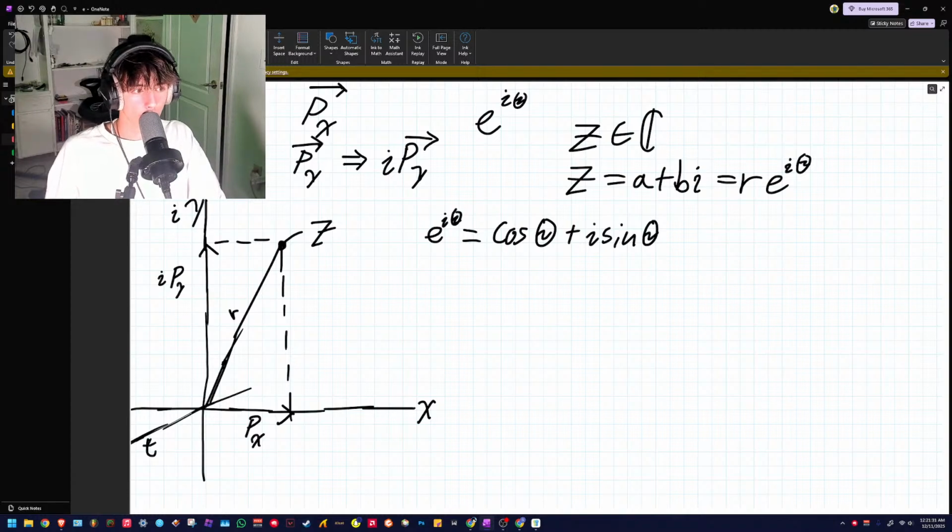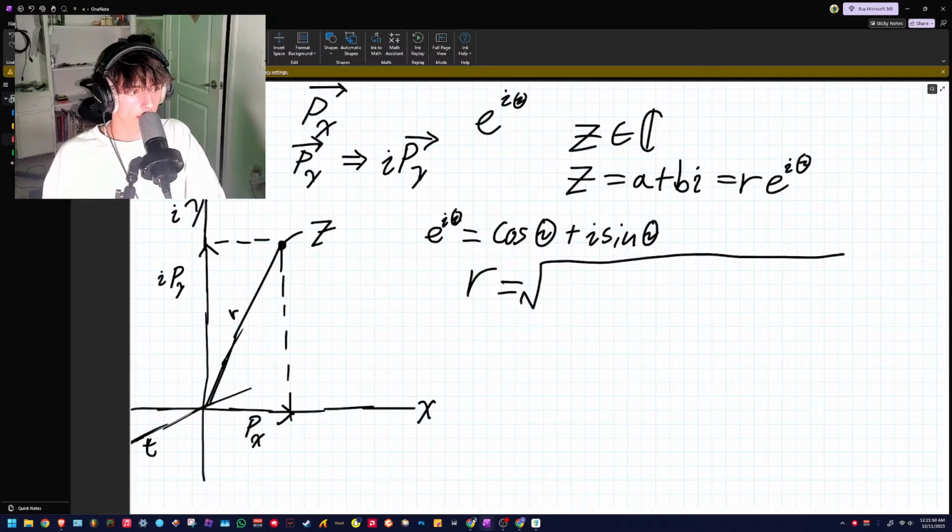First thing we need to do, in order to calculate even what theta is itself, is calculate the radius. The radius is the easiest of all. So here we have r, and you know, a squared plus b squared equals c squared. We have x squared plus y squared equals r squared, right? So r equals the square root of p of x squared plus p of y squared.